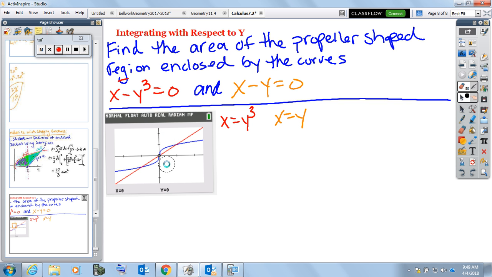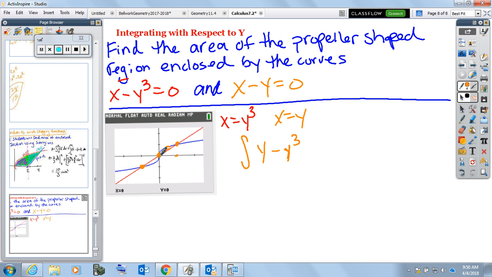Let's take a look here. Normally it would be the integral of upper minus lower, and so really that's y minus y cubed. But what are our bounds going to be? Think about it, now I'm going horizontal with things. So it's from 0 to 1 for our intersection, and then 0 to -1 as another intersection point. So we've got the origin, -1, and 1 as our points here.